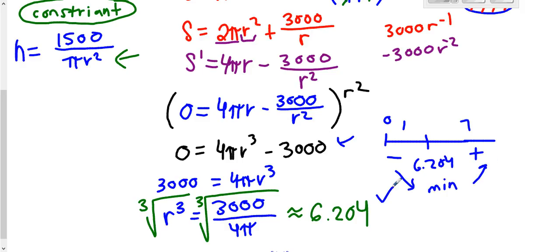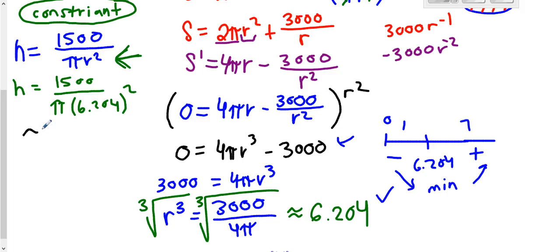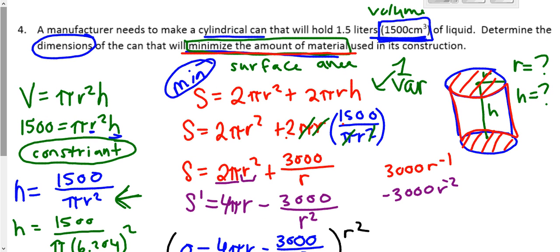So this is our radius. To figure out our height, we come back up here. Our height is 1,500 divided by pi times r squared. Our radius is 6.204, and we square it, which would be fine for an FRQ, but we already have one in a decimal, so let's get the other in a decimal. So this is approximately 12.405.